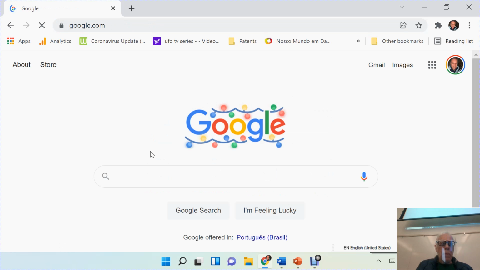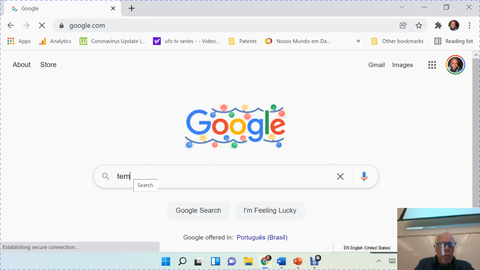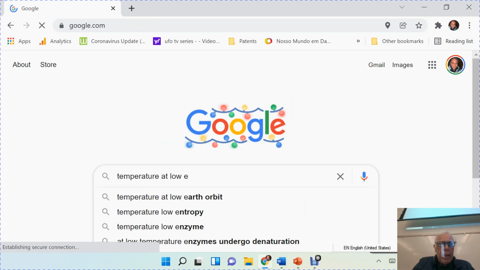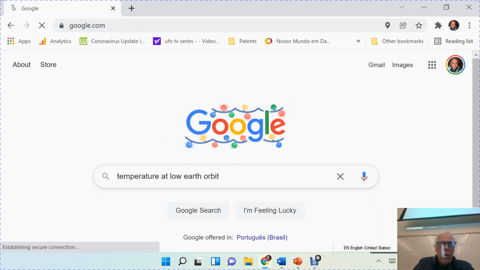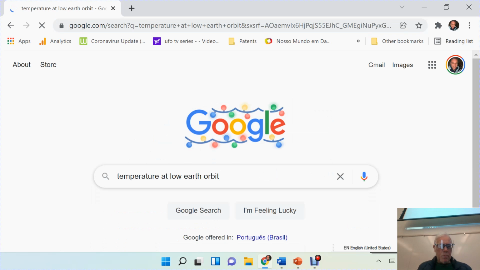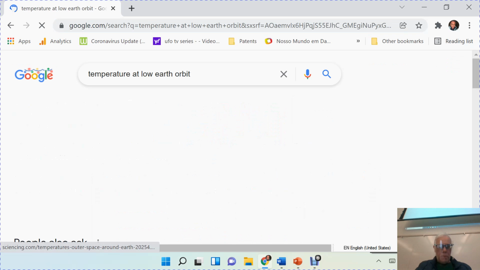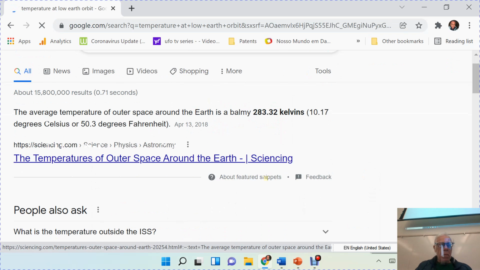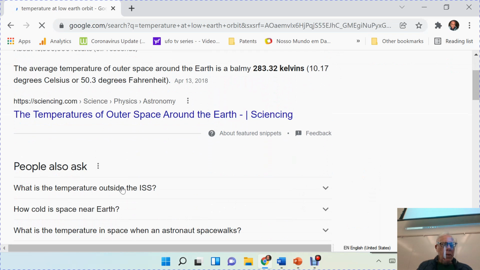Temperatures of outer space around the Earth. Man, this computer is so slow. Okay. What's the temperature outside the ISS?